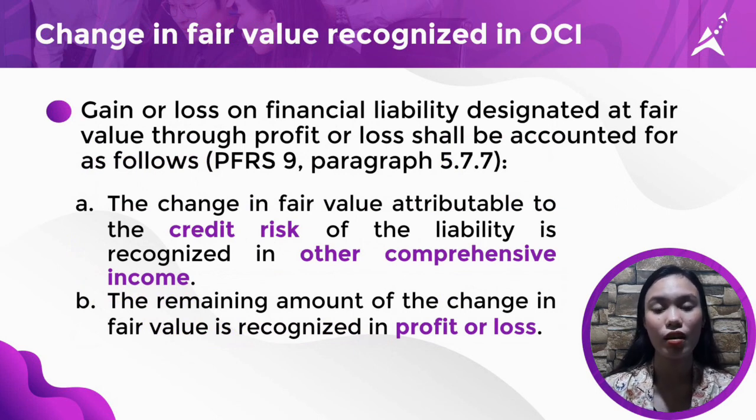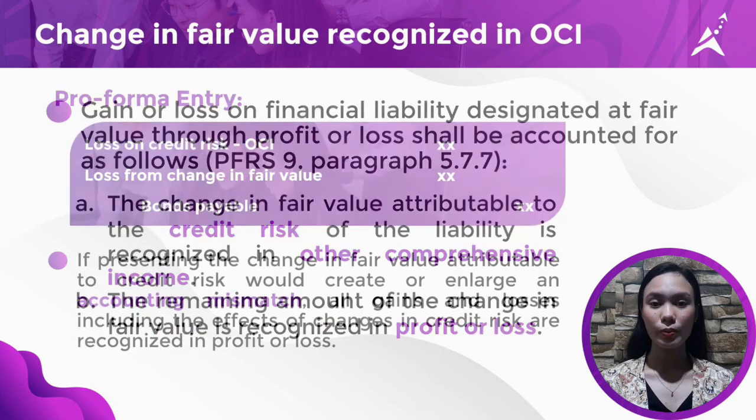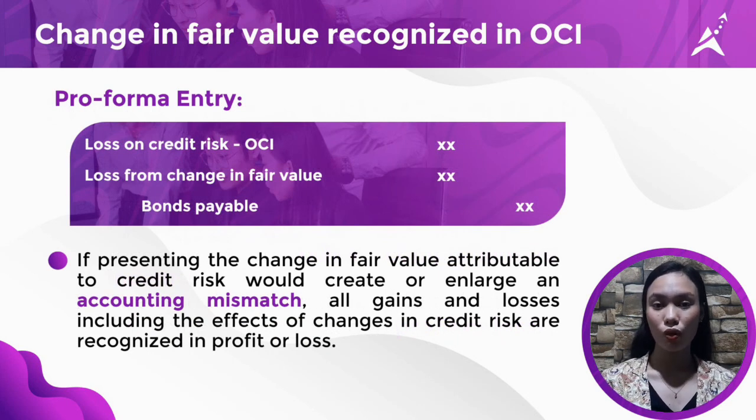Remember, credit risk. If there is another type of risk, such as currency risk or interest risk, it will be ignored. If there is gain or loss reported in OCI, it will be transferred to retained earnings. It can no longer be reported in income statement because there is a concept that when you become part of an equity, you cannot go out but can only be recycled within the equity. The pro forma entry kapag na-determine mo yung credit risk or yung residual will be debit loss on credit risk OCI and loss from change in fair value and credit bonds payable.